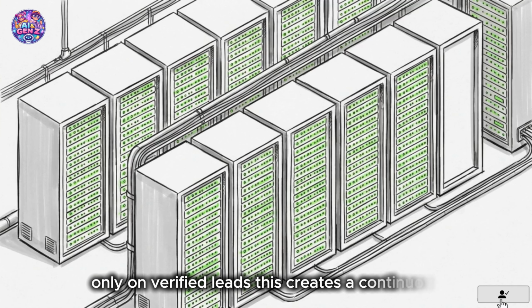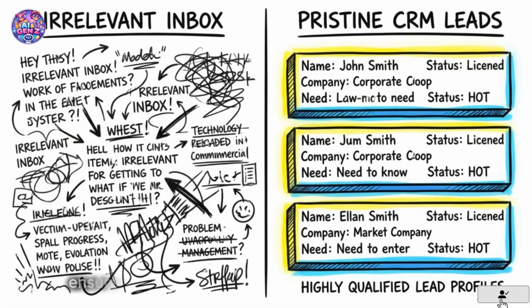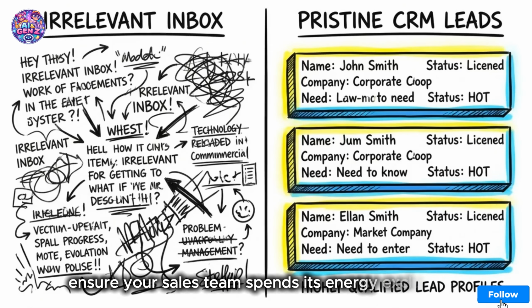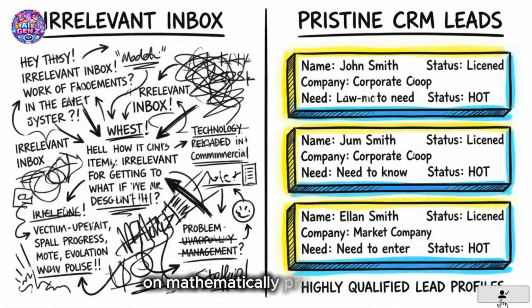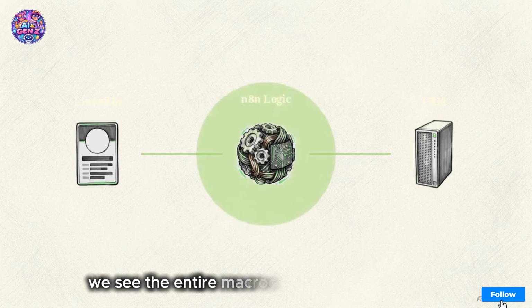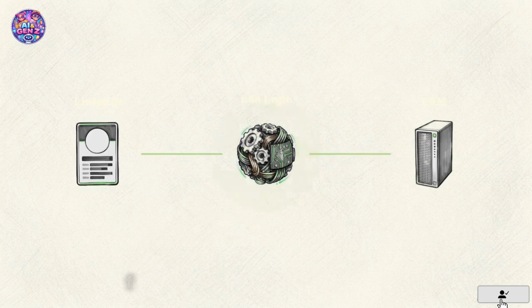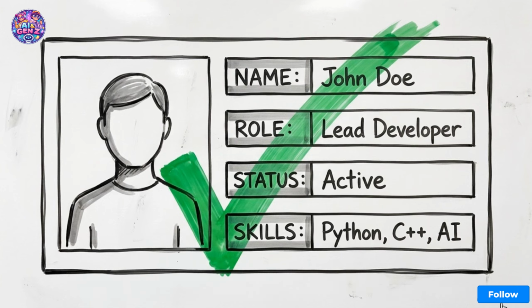This creates a continuous, autonomous loop running in the background 24/7. Automated logic gates ensure your sales team spends its energy exclusively on mathematically probable wins. Zooming out, we see the entire macro cycle. Raw LinkedIn data flowing through the n8n logic engine and into a finalized CRM. This architecture applies active reasoning to each profile, ensuring every lead enters the CRM with a pre-validated business case.